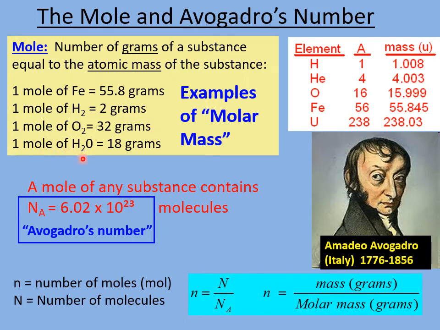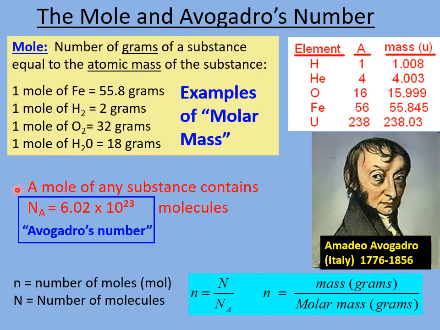1 mole of H2O, this is water, has a mass of 18 grams. There are 2 hydrogens, so 1 plus 1 gives us 2. And then oxygen is 16, so we add that to the 2 hydrogens and we get a total of 18 grams. So a mole of water has a mass of 18 grams. Now, that is one definition of what a mole is. A mole is therefore the number of grams of a substance that's equal to its atomic mass.